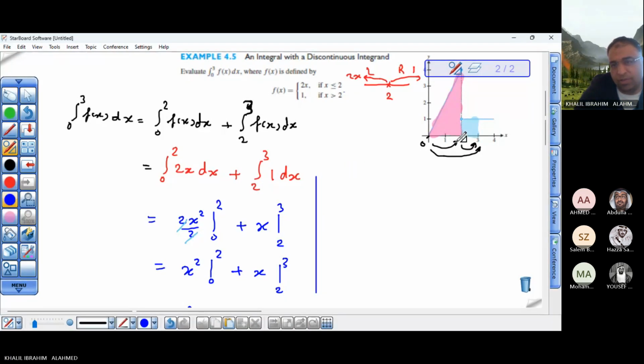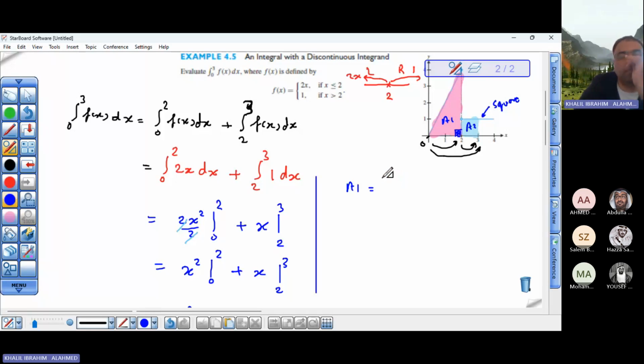How? This is a triangle, right? A right-angled triangle. And this is a square. What is the area of a triangle? This is area 1, and this is area 2.